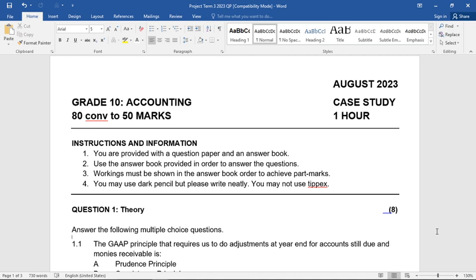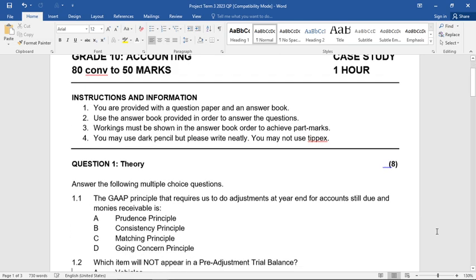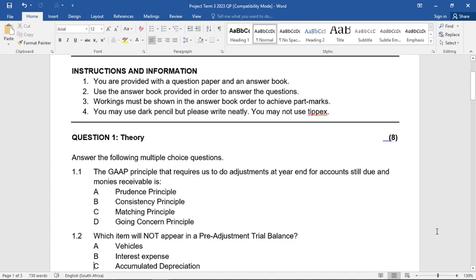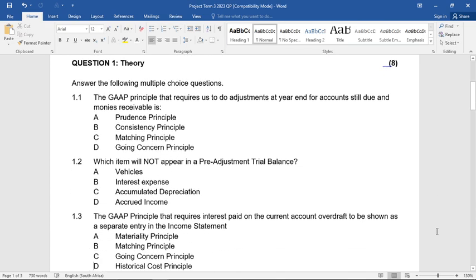So be ready for adjustments, income statement, and some notes. Okay, so I'm going to be going through the question and then looking at the memorandum. And hopefully a lot of the stuff is familiar to what you've been doing in class. So the first question is some multiple choice questions, and this should not take you long.